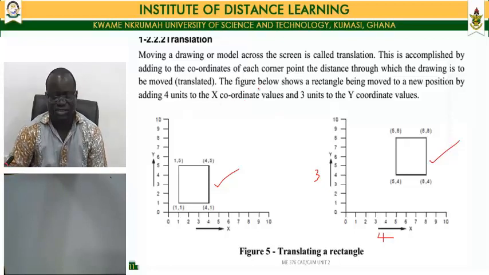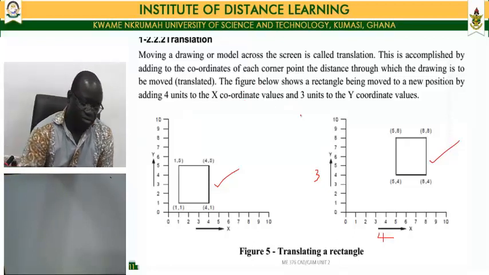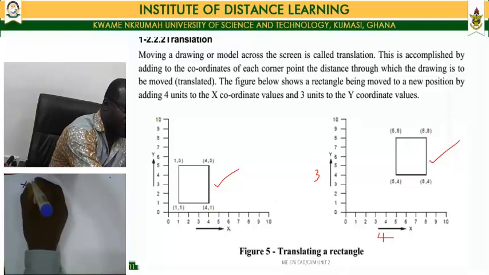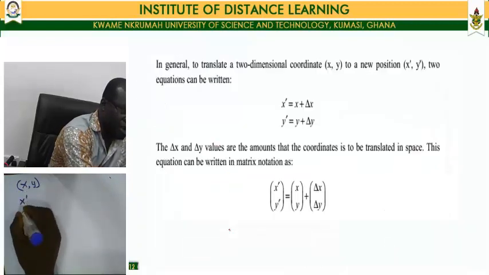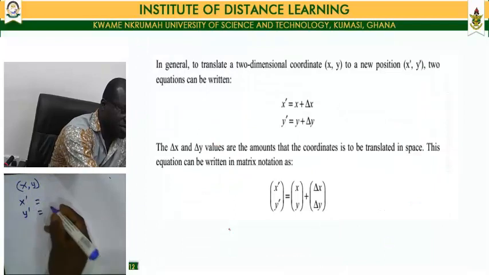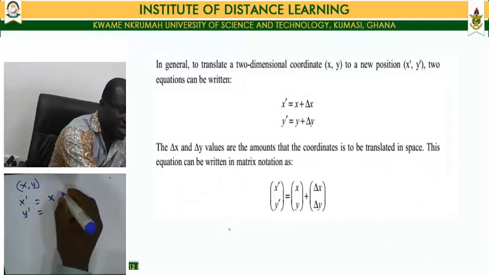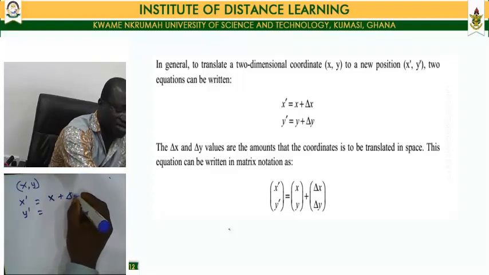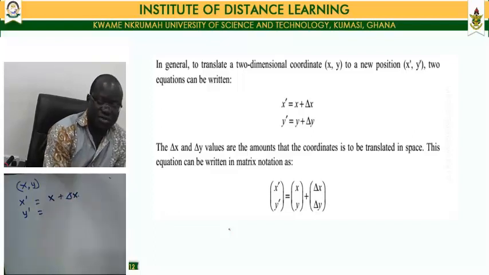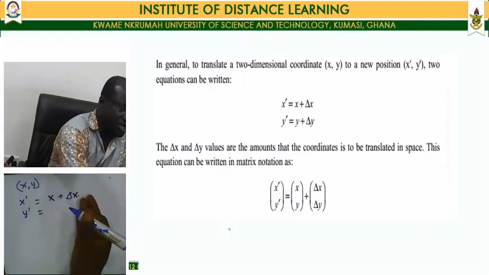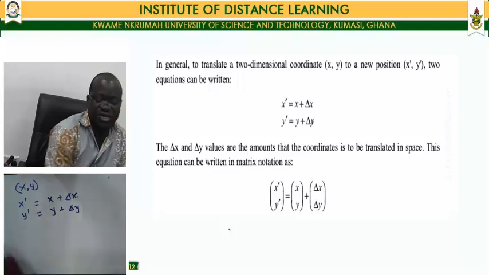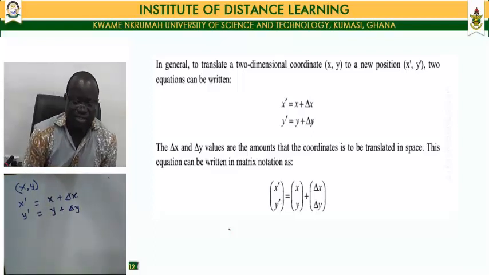Now, in translation, from a mathematical representation, if you are translating an x, y coordinate to a new x prime, y prime coordinate, what you're basically doing is that you're taking the x and adding a transformation units along that axis, which will be a change which we call delta x, and then you have y plus delta y, which is also a change along the y axis.